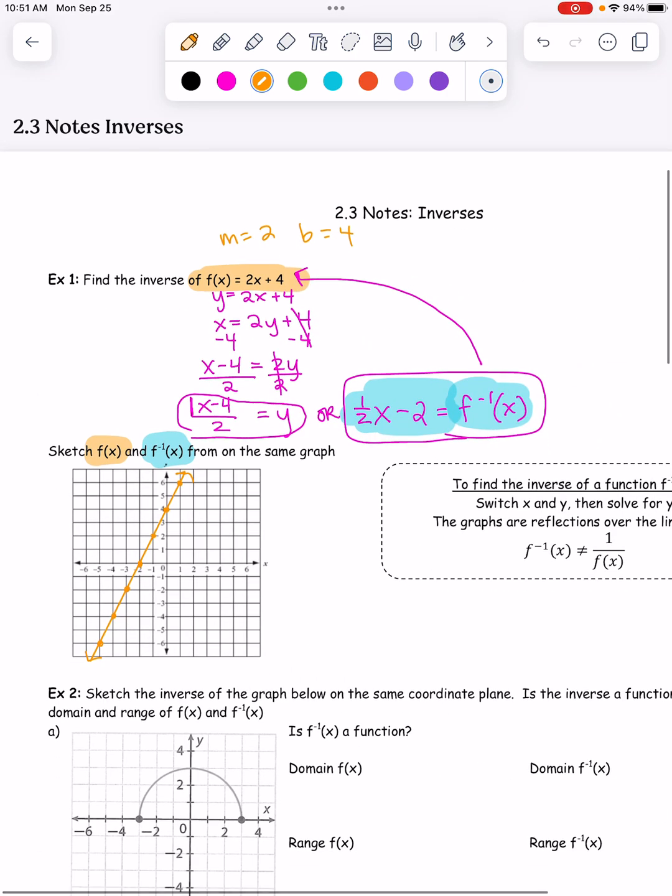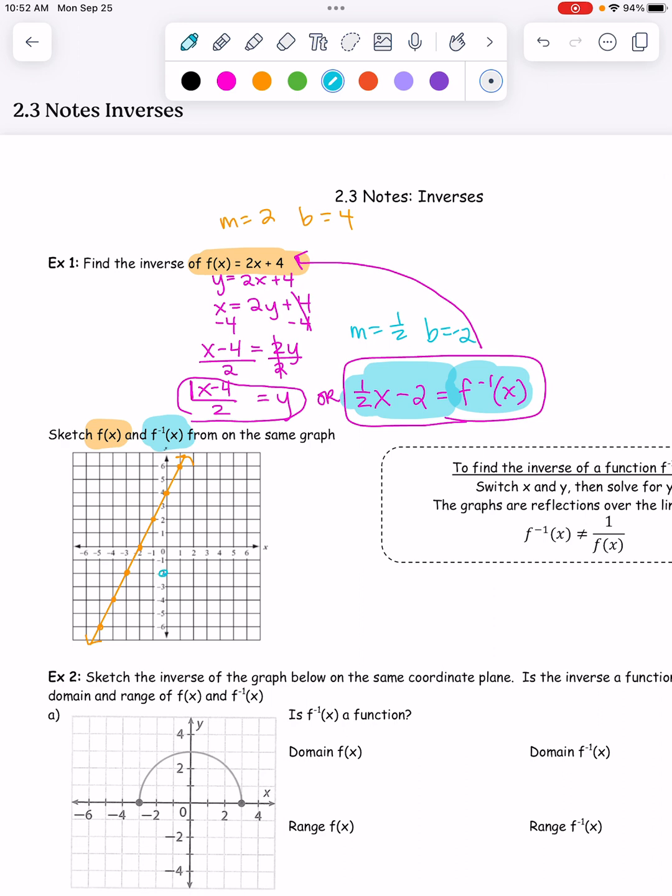And then we're going to sketch the inverse that we found, which is a slope of 1/2 and a y-intercept of negative 2. So negative 2 is my y-intercept. And then I'm going to go up 1, right 2, up 1, right 2, up 1, right 2. You could also go down 1, left 2, down 1, left 2, down 1, left 2. When you make that line, you will notice that they intersect. That's okay. Inverses can intersect.